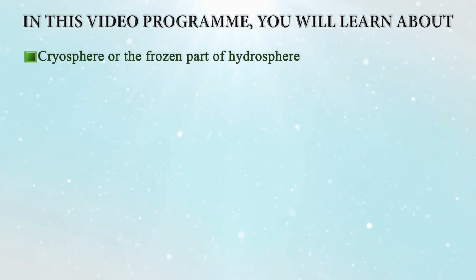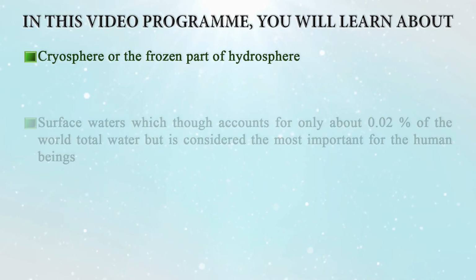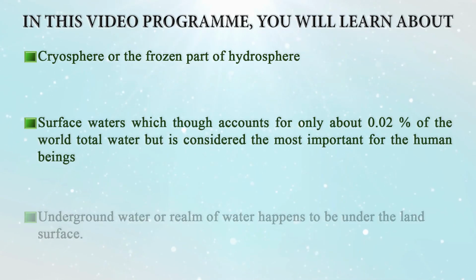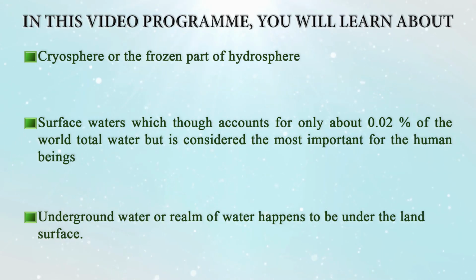So you have studied oceans in the previous part of this video program, and in this video program you will study about the water in the cryosphere and surface waters, and also underground water. All these three form part of fresh water, which is 2.5% of the total water found on earth. So in this video program you will study about cryosphere, which is the frozen part of the hydrosphere. So let's start with cryosphere.